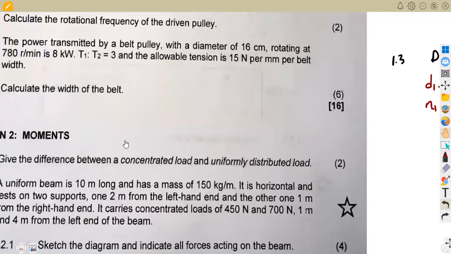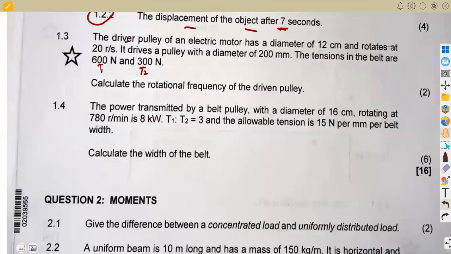Okay, let's check. That's what we are having for now. Here we have taken this and this speed. It drives a pulley with a diameter. So this is now the driven.